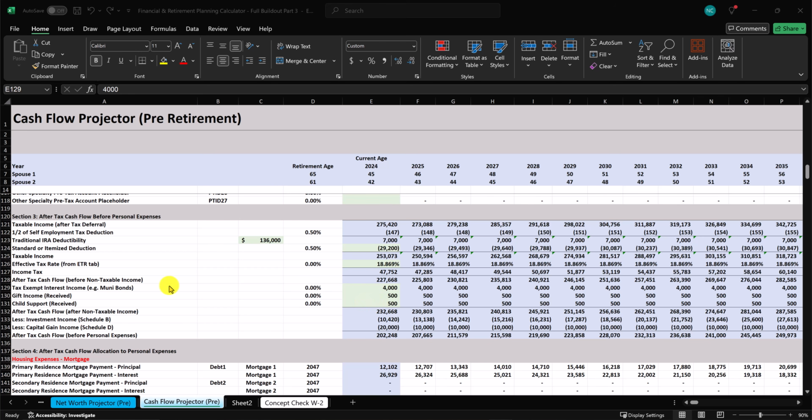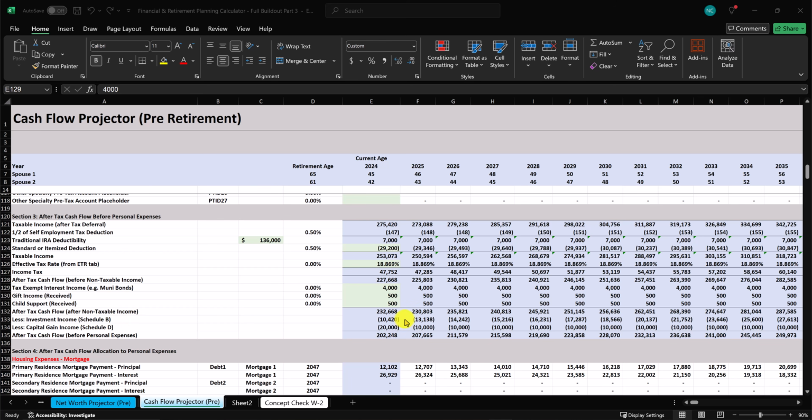Now, my guess is that most people watching this video will not have all three of these items right here, but you may have something that is not included that is cash received but is not a taxable item. In that case, you could just remove one of these rows, or rather replace the description with whatever is applicable to you. So these three rows right here are effectively placeholders if these items are not applicable to your situation. So once we take the $227,668 and we add in these three items, we get $232,668 of after-tax cash flow after non-taxable income.